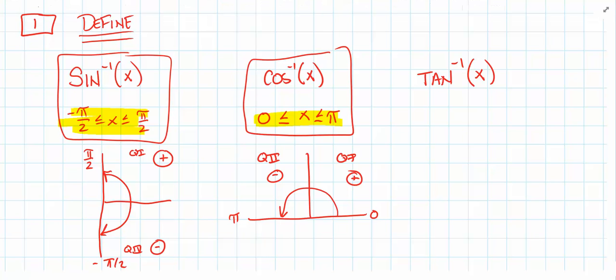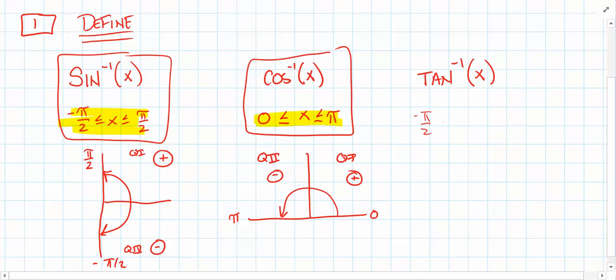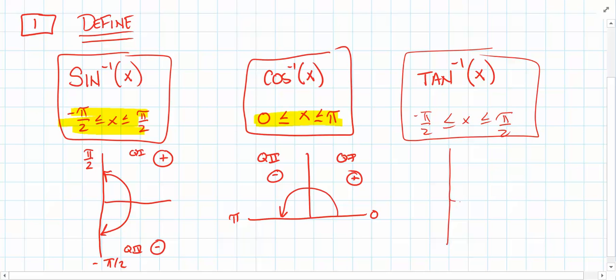The really awesome, great news, you guys, is that the inverse tangent is the exact same as the inverse sine. Okay? So negative pi over 2 less than or equal to x less than or equal to pi over 2. So it's the exact same picture as inverse sine. Negative pi over 2 to pi over 2. So it's either here or it's here. Quadrant 1, quadrant 4, positive in quadrant 1, negative in quadrant 4.